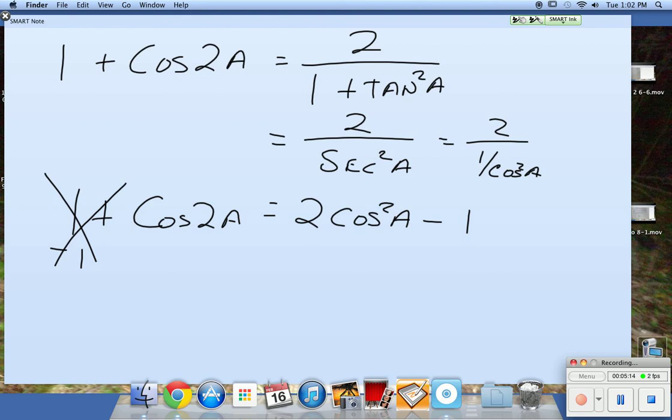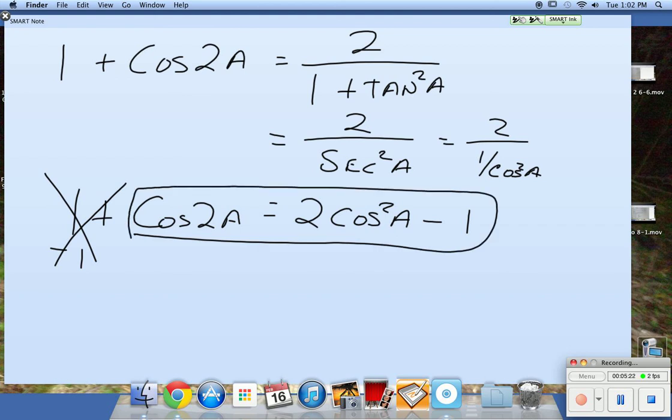But I came up with this. This is it, because this is one of your double angles right here. That's number 29 on page 382. Number 29. Okay. Any questions on that?